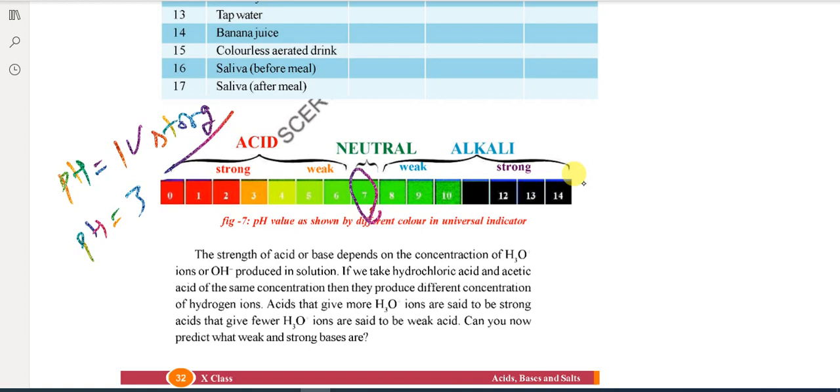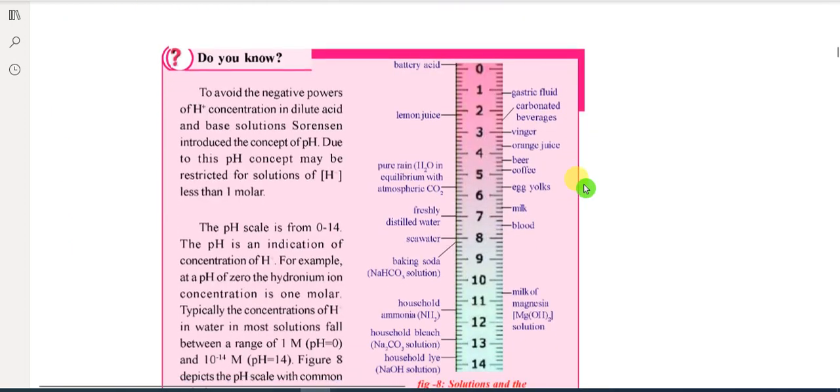Why? When the pH number decreases, strongness increases. Okay. Remain this one is normal. So suppose pH 9 and 11. Then 11 is a strong base, and 9 is a weak base. Okay. That's important.